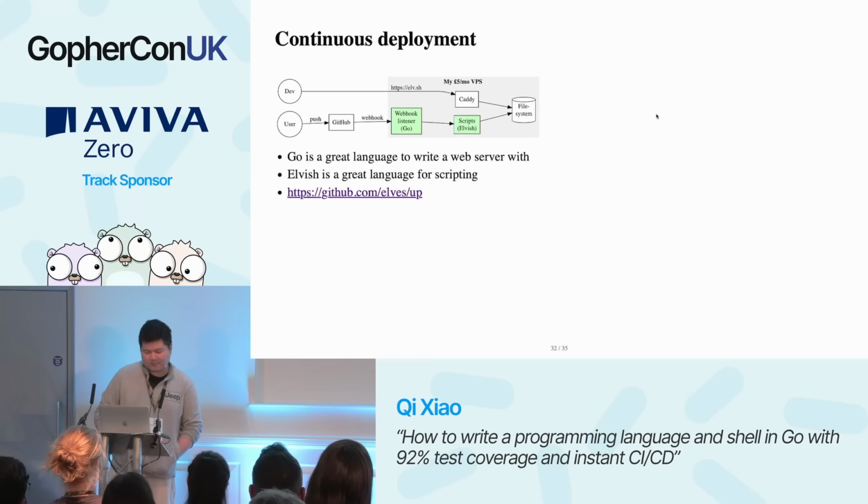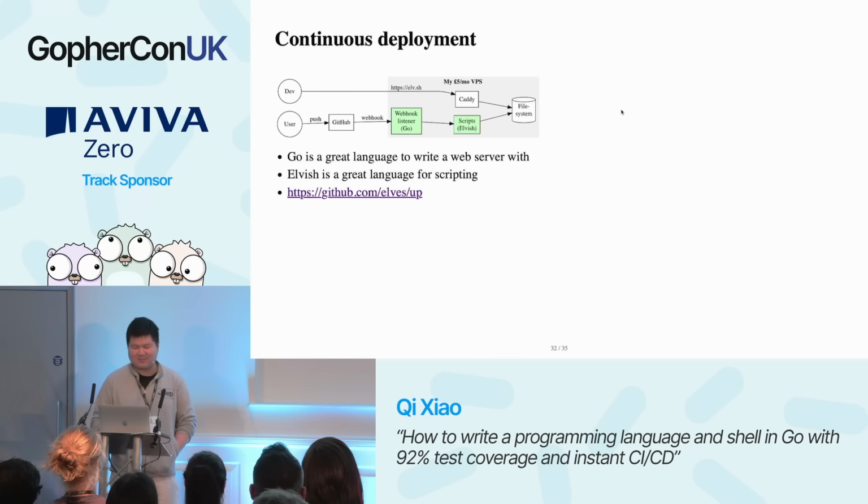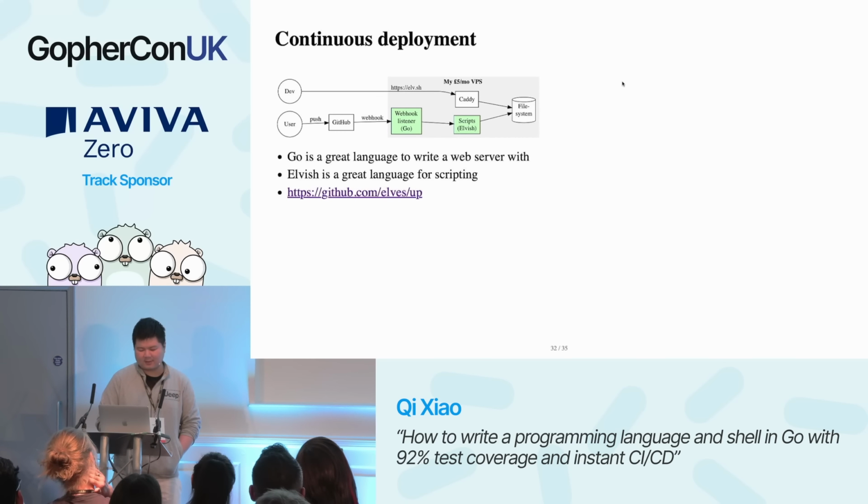All right, more stuff. Elvish has a continuous deployment thing. I don't know exactly what to call it. A pipeline. It's not exactly a pipeline. It's a very small pipeline. I realized that it's actually much simpler than I originally thought, so I only made one slide for it. I think the thing is just that Go is a very great language to write a web server in, and Elvish is actually a great language for writing scripts in. So when you combine them together, you can do continuous deployment very easily.